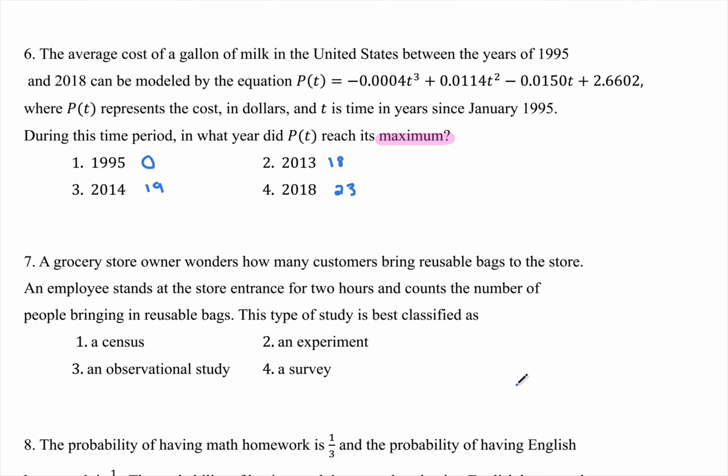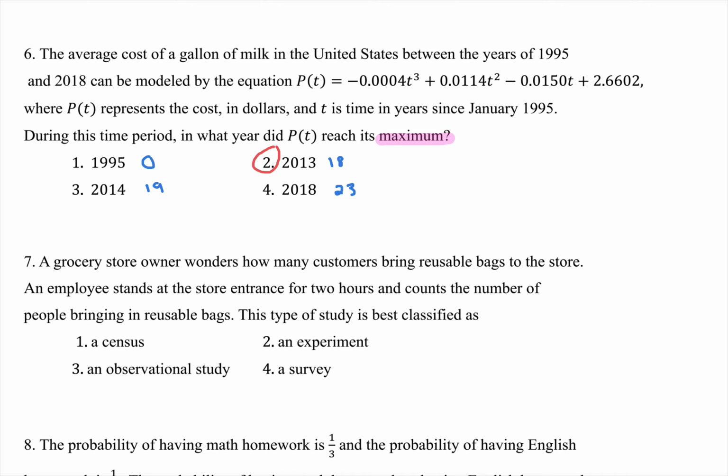And once you do that, the answer choice that's going to be correct would be answer choice letter 2, right? Because after 18 years, it's like 3.751, or $3.75. After 19 years, it's 3.747. So very close, but the max occurs in the year 2013.